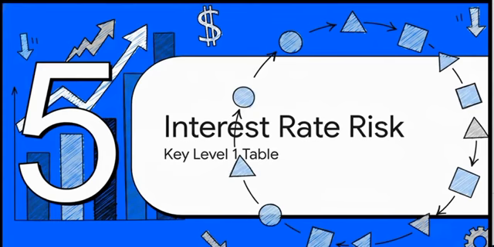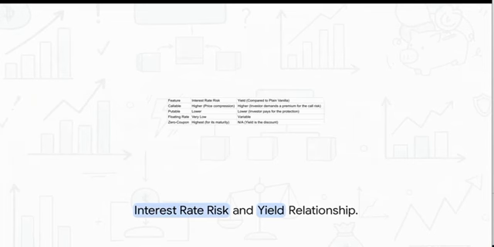Part 5. The Interest Rate Risk Table. We have reached the climax of our explainer. If you take away literally just one thing from this session, let it be this ultimate cheat sheet for your exam. Seriously, memorize this relationship. It elegantly ties together the features we just discussed with their specific impacts on risk and yield.